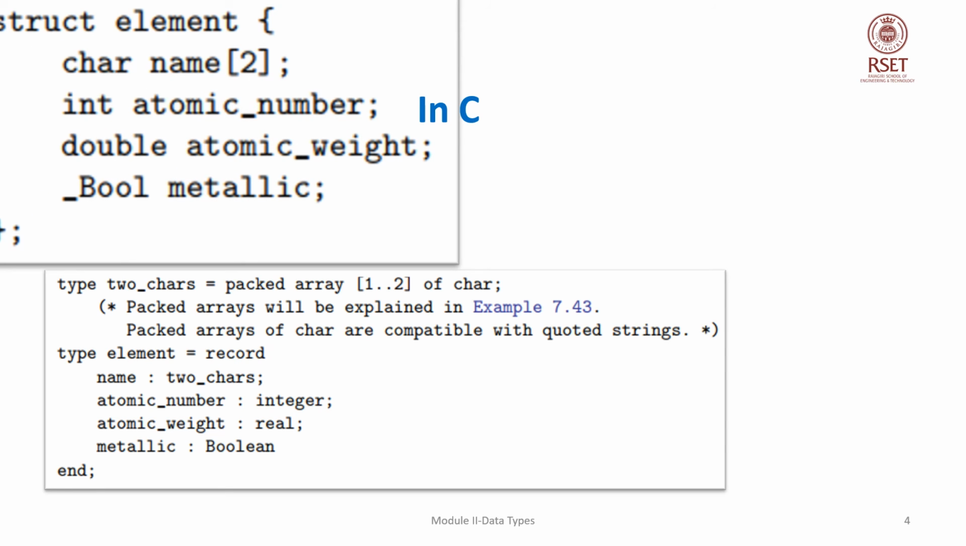In Pascal, the same thing is represented like this. This is the representation in Pascal, with the same name, atomic number, atomic weight, and metallic.